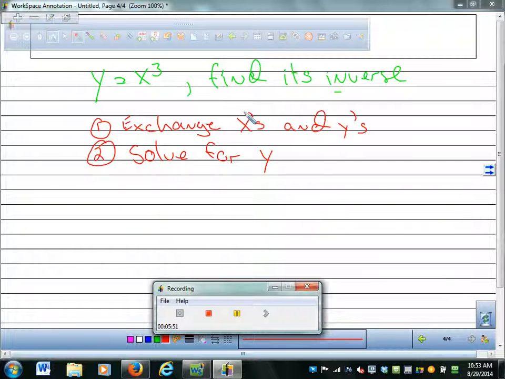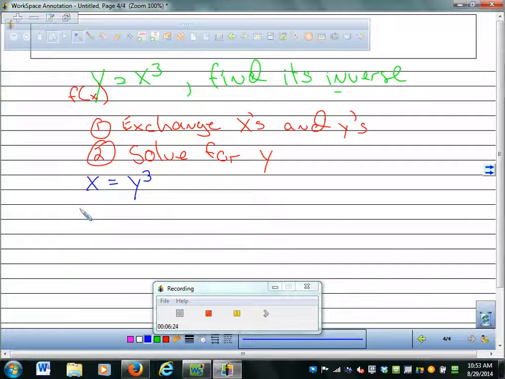Anyway, to find the inverse, you exchange the x's and y's and solve for y. In this case, y is the same as f of x, right? Most of the time they'll be in f of x form, so you have to know that f of x means y. Then you switch: you put an x where the y is, and a y where the x is.